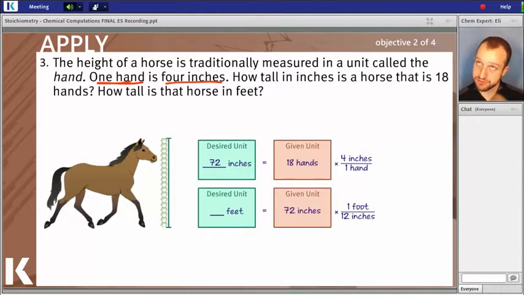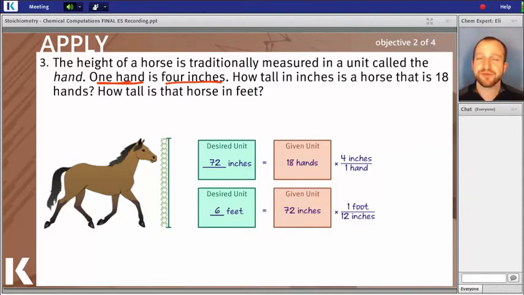Now I cancel my inches, check. Feet is on the numerator, done. Now multiply across, do the math. 72 divided by 12, because 12 is in the denominator, means I'm left with 6 feet. Math done, finished.